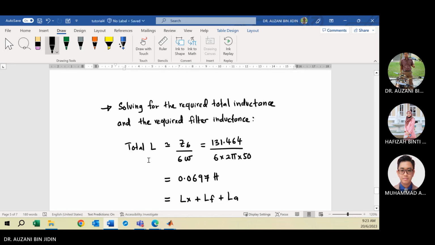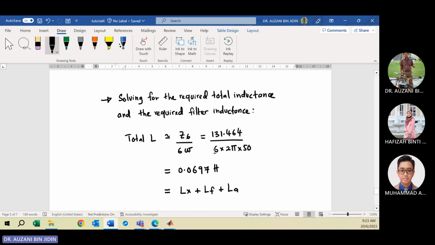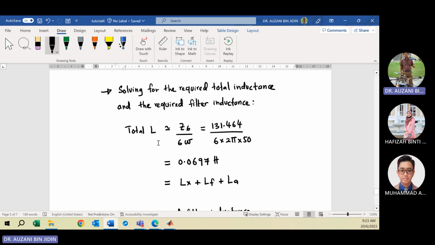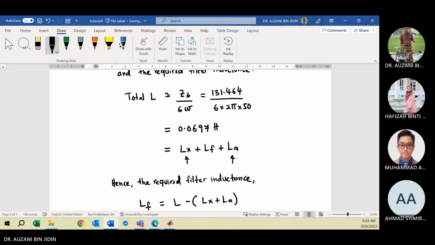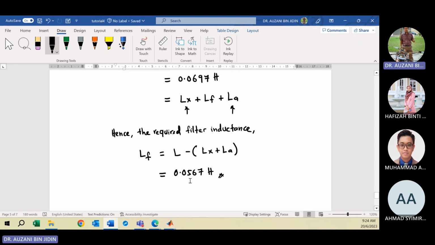Finally, you can calculate the total impedance first. So we know that the total inductance, total L, is the summation of LX, LF, LA. You have three inductances: armature inductance, line inductance, and the required filter inductance. You have the additional LF. Okay, where LX and LA are given, then you can calculate the required filter inductance, LF. So then you get 0.0567.